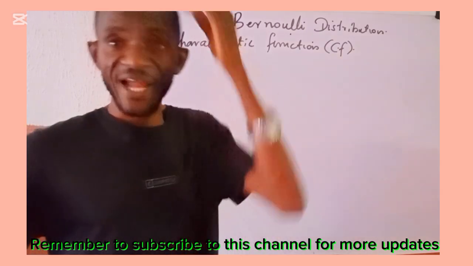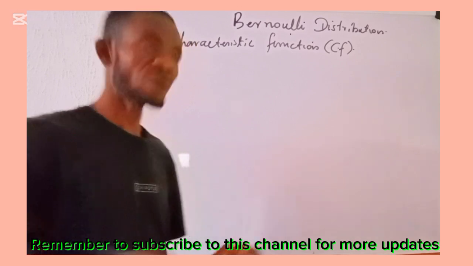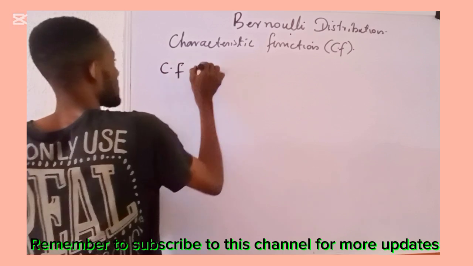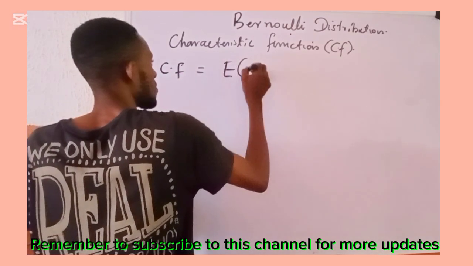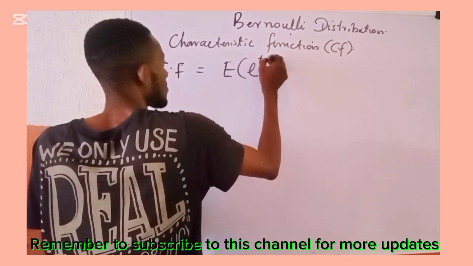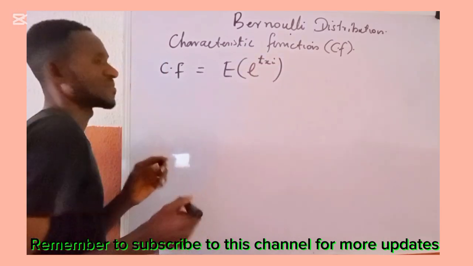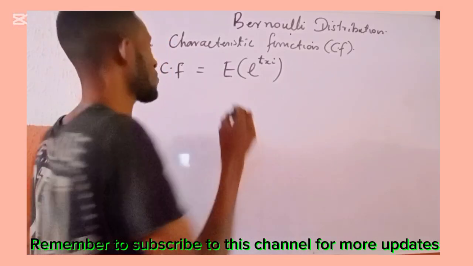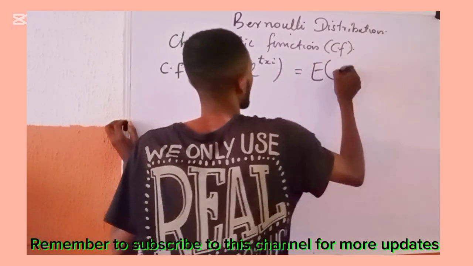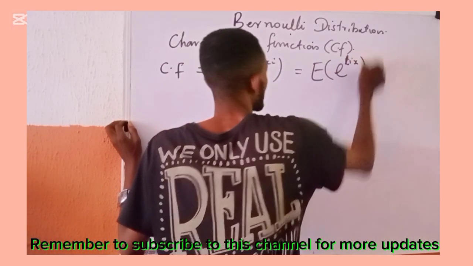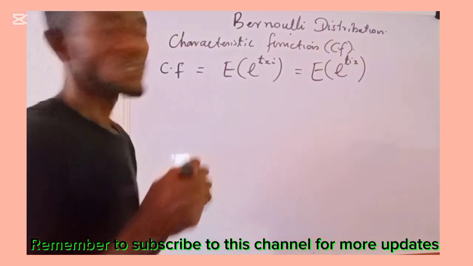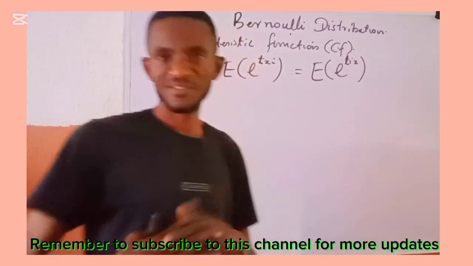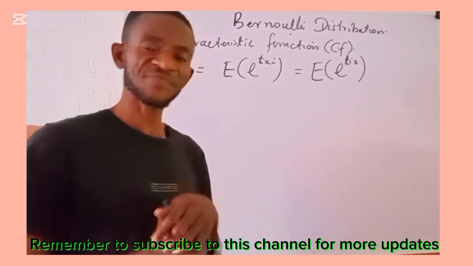So the question is, how do we write the characteristic function? How do we express it? The characteristic function is given as E of e to the power tX i, or you can equally write it this way, E of e to the power i t X. By the introduction of this i, we come to know that this characteristic function is a complex function. So we should note that it's a complex function.